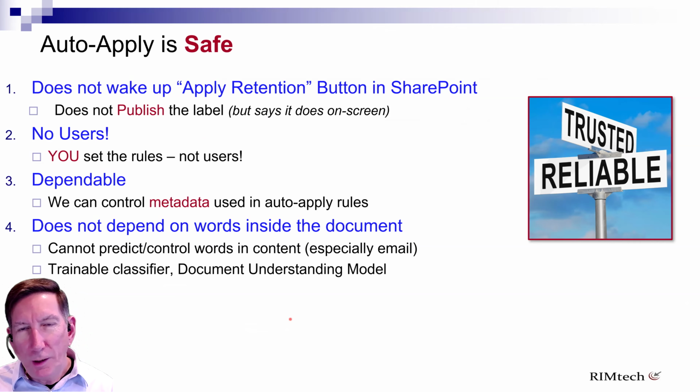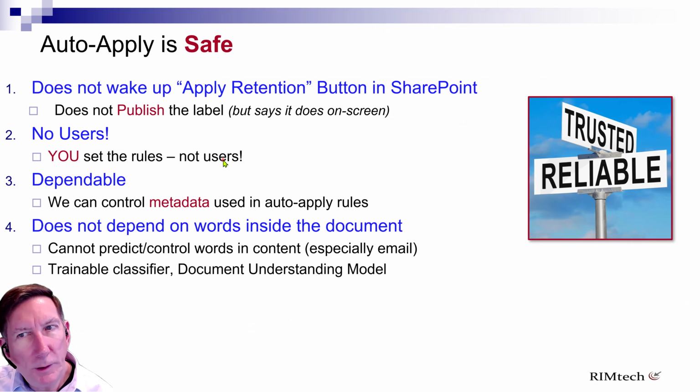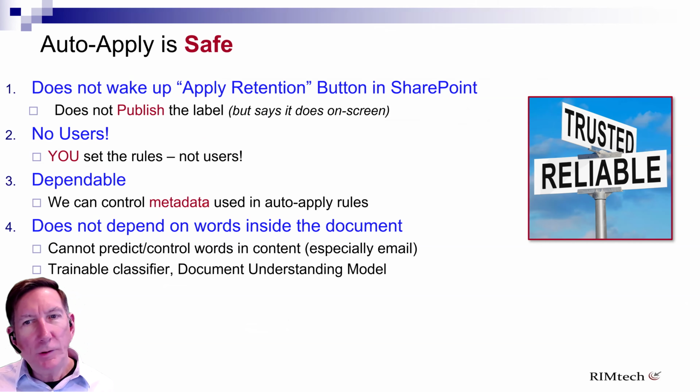If you have a label, you have 2 ways to treat that label. You can either publish it or not publish it. Don't publish ever, because it wrecks your system. You have to do something that does not publish it, and auto-apply does not publish it, okay? Reason number 2 is you're in complete control, okay? Which is what we need, because we need to impose record keeping on users, not the other way around. Reason 3, it's dependable, because you can set and manage all the metadata you want.